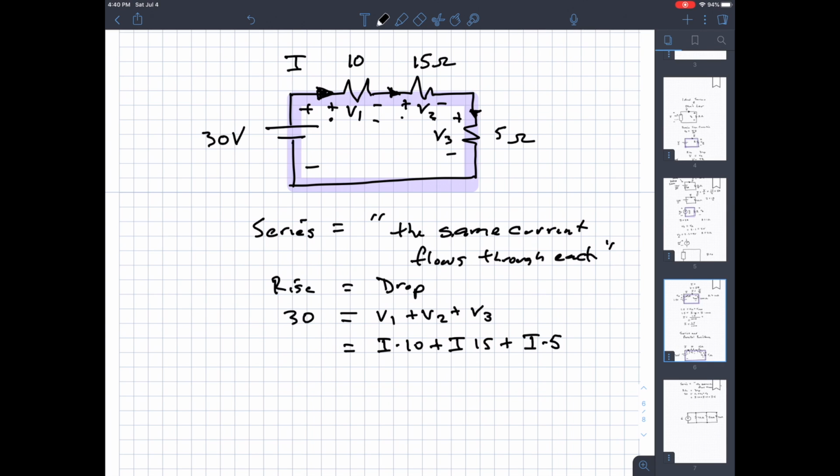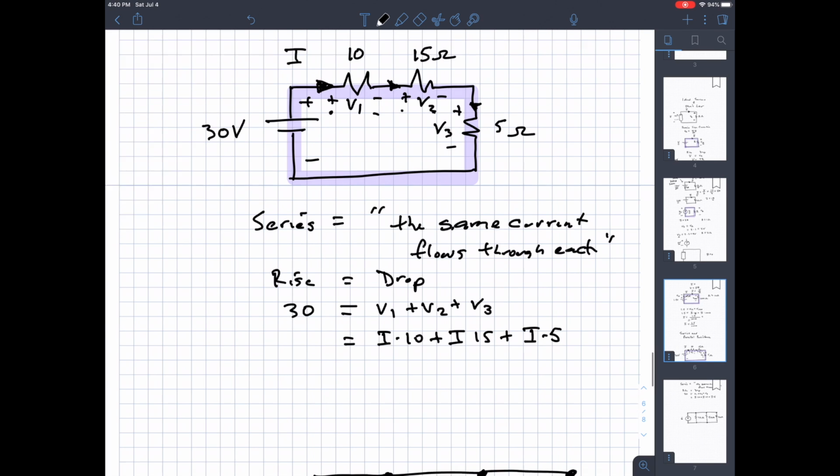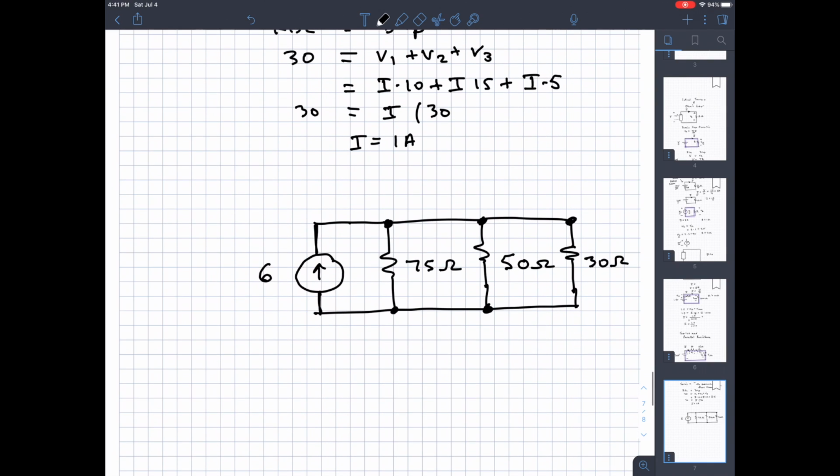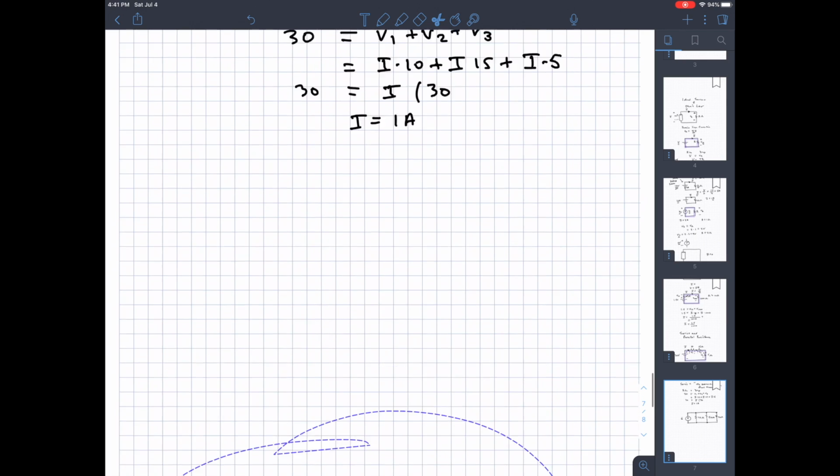From there you can use properties of algebra, pull the I out, and I would have 10 plus 15, which is 25, plus 5, which is 30. And I can solve for I. I is 1 amp. Let me move this down. We'll talk about parallel here in a second.